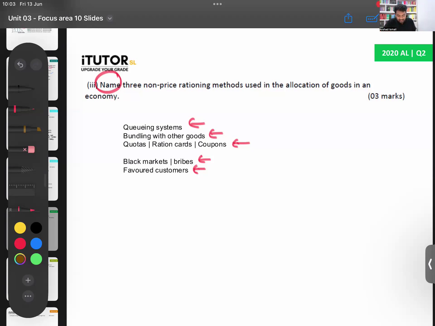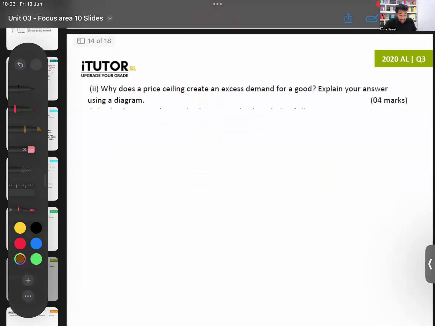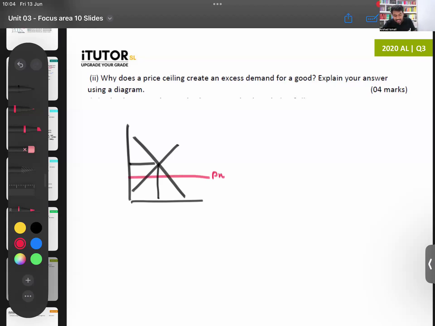Okay. Right. So name the 3, enough. Then we go to the next one. In 2020 A Levels, why does a price ceiling create an excess demand for a good? Explain your answer using a diagram. Easy, so have a diagram and explain. When is a price ceiling put? A price ceiling is put when the government feels that the price paid by the consumer is unfair. So to help the consumer, the government comes and puts this price ceiling.